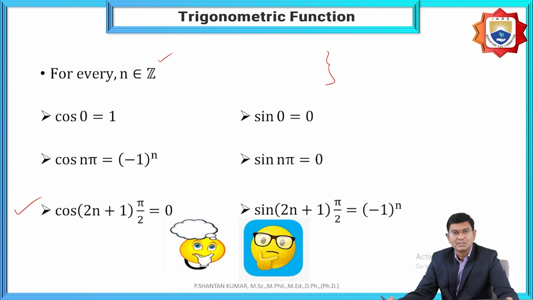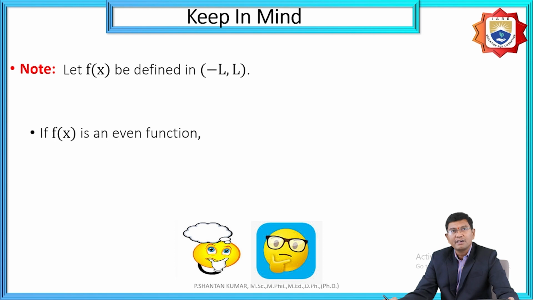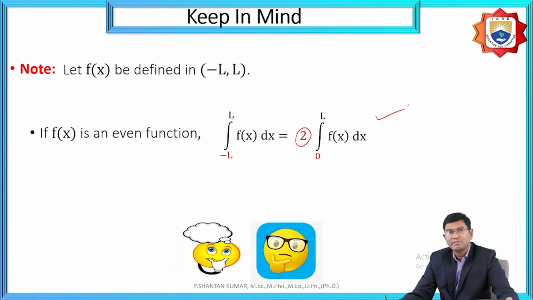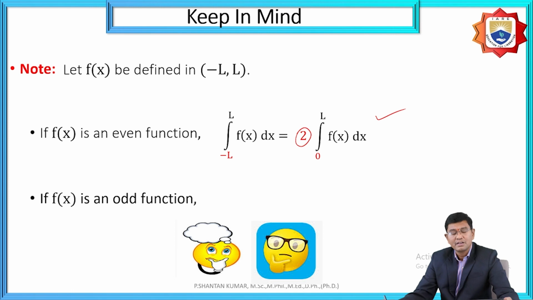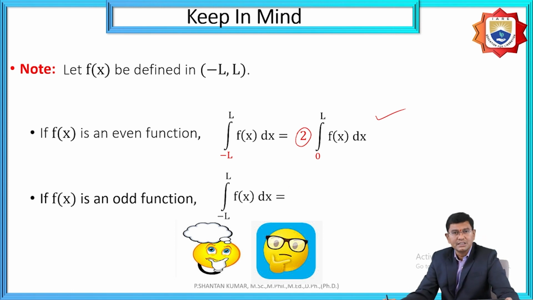And keep in mind that f of x is an even function under the limits minus L to L. Already we discussed that whenever the function is an even function, the limits change to 2 into the integration 0 to L of f of x dx, and it is very important to remember this. Moreover, if the function is an odd function, the integration from minus L to L has the value 0.